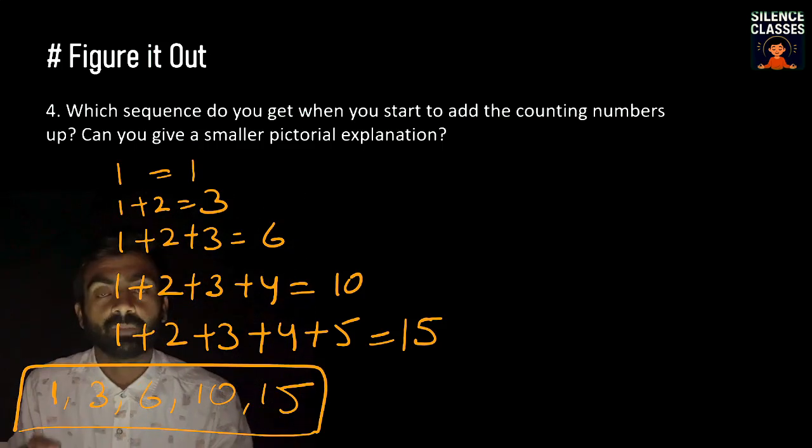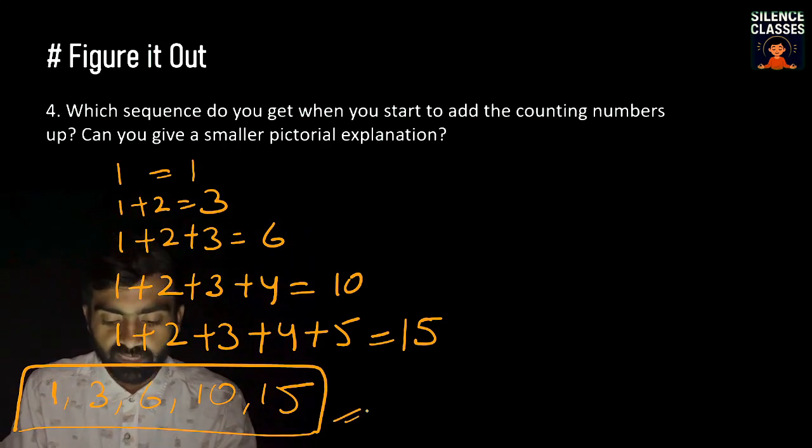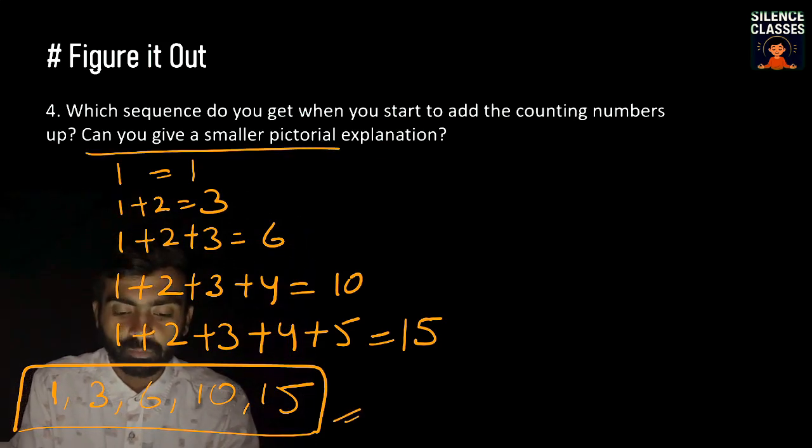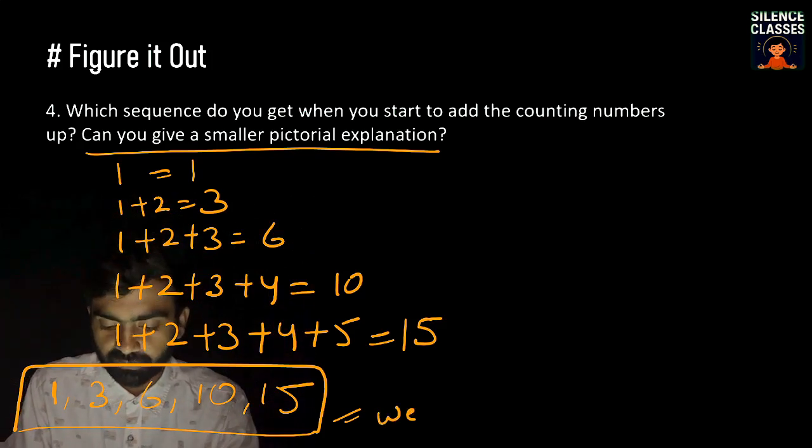By doing these particular questions again and again and checking them out, you will be able to learn that these are the numbers which can represent a square, and these are the numbers which can represent a triangle. So these are the triangular numbers. A small pictorial explanation we have to give. Let's check it out.